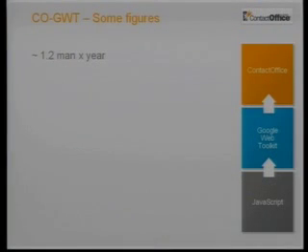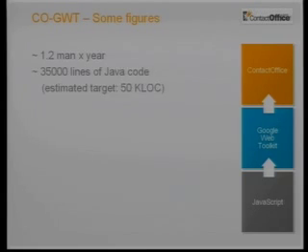So to give you an idea of the current state of our migration, we've spent about 1.2 man-years, but it's growing fast now. We've already written about 35,000 lines of Java code, and we expect that when the migration is completed with the same features as our current application, we will have about 50,000 lines of code. We produced 250 files and about 500 classes.